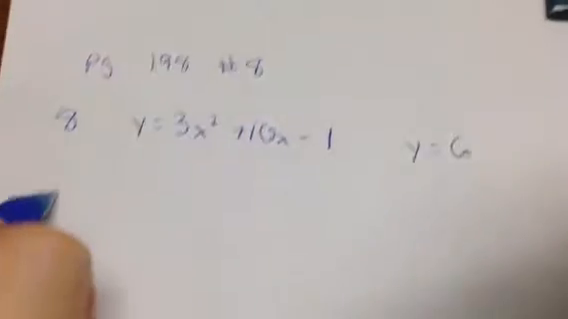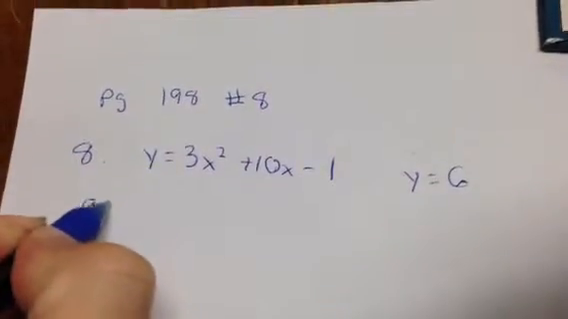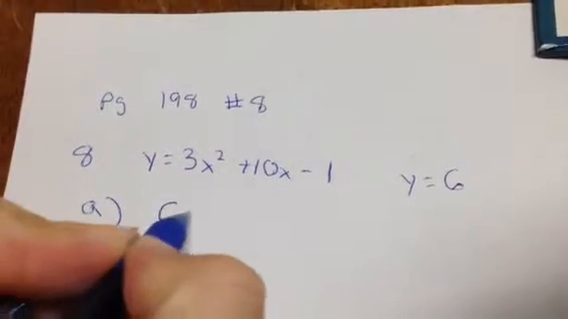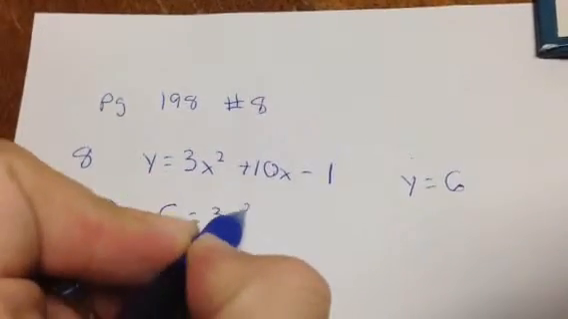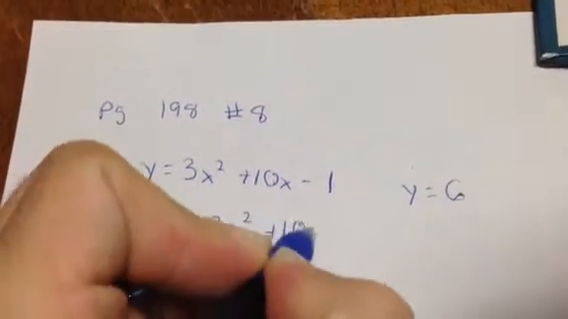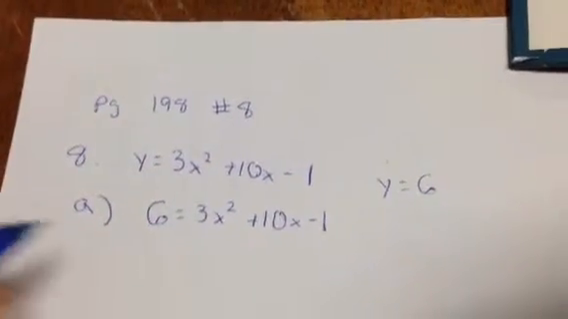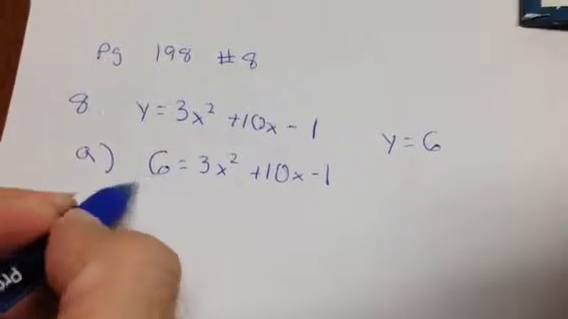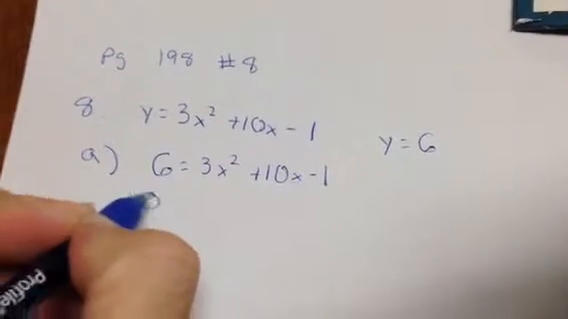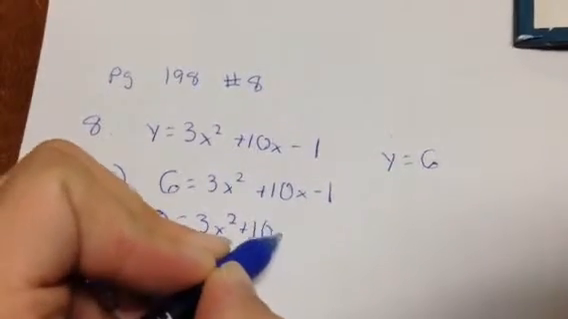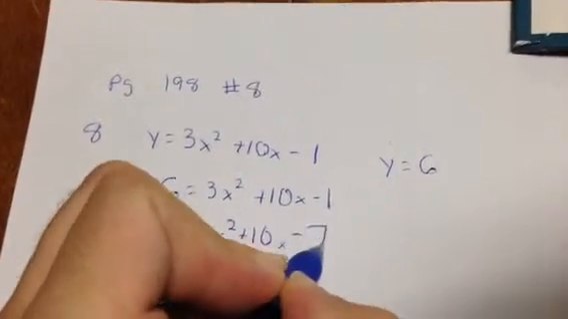This is the first one. So if y is 6, we can just replace the y value with 6. So we have 6 equals 3x squared plus 10x minus 1. And then every time we find the discriminant, we have to have the function equal to 0. So we can subtract 6 on both sides to get 3x squared plus 10x minus 7.